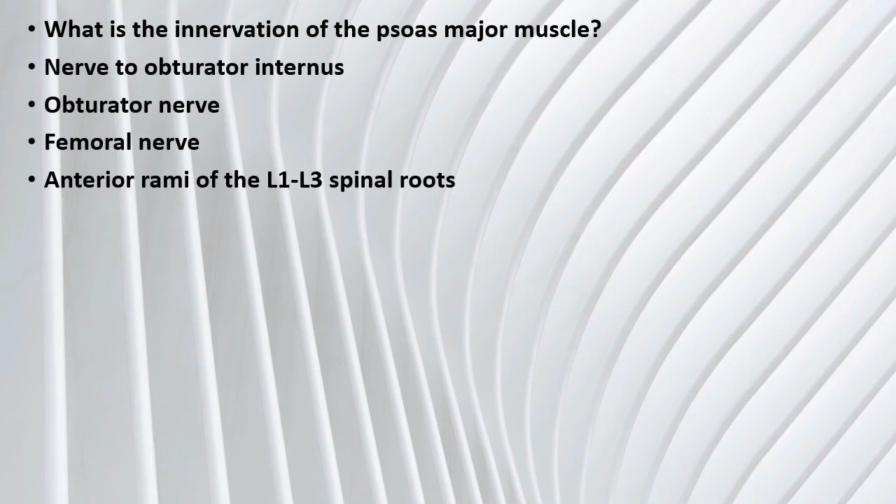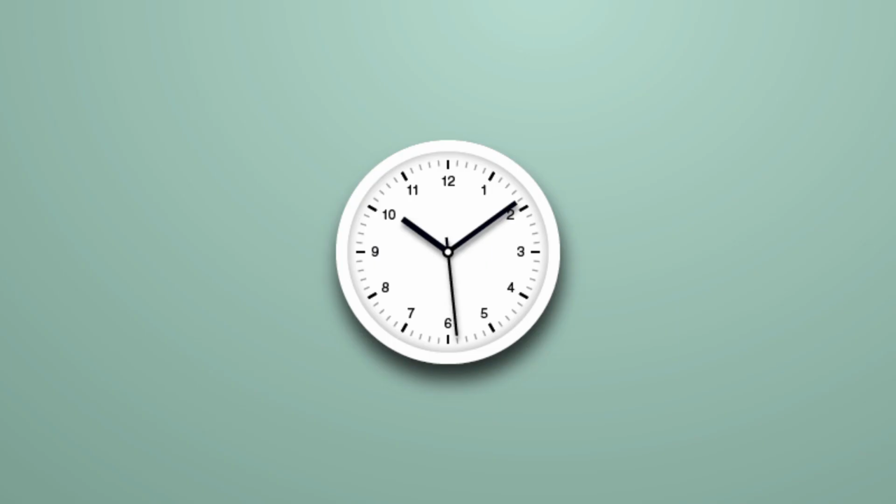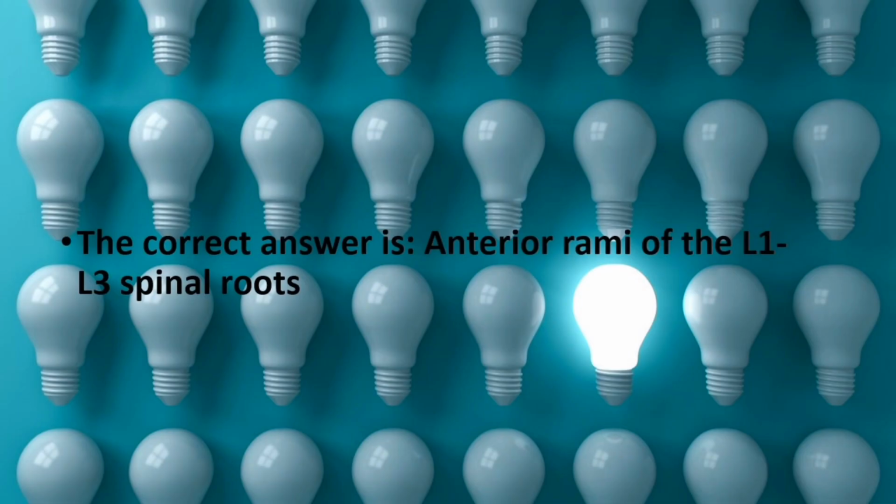2. What is the innervation of the psoas major muscle? Nerve to obturator internus. Obturator nerve. Femoral nerve. Anterior rami of the L1 to L3 spinal roots. The correct answer is anterior rami of the L1 to L3 spinal roots.